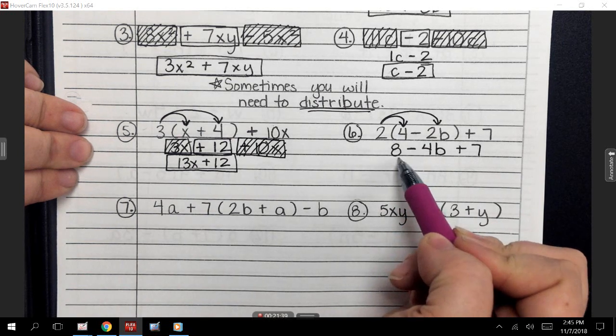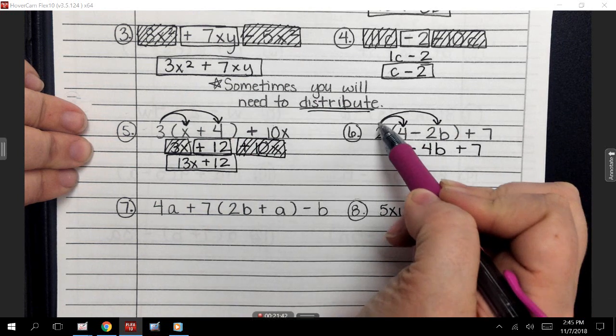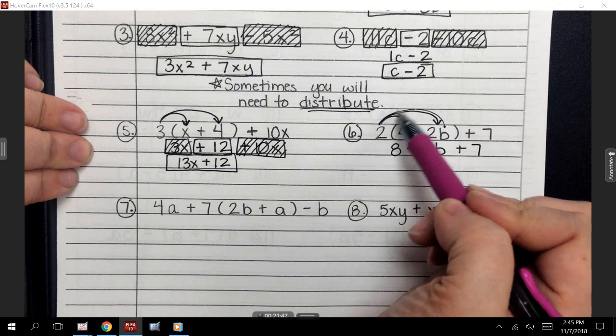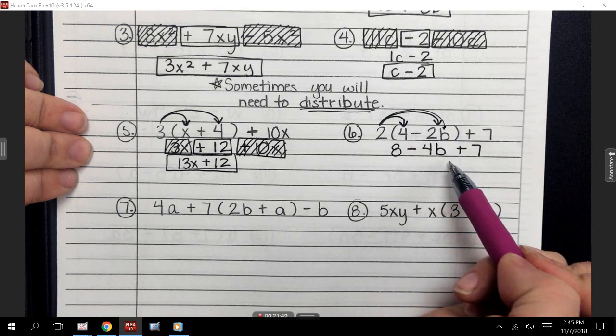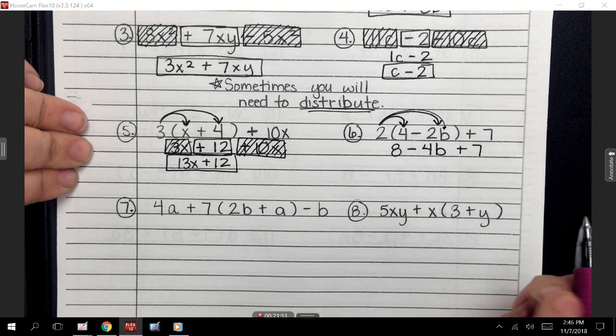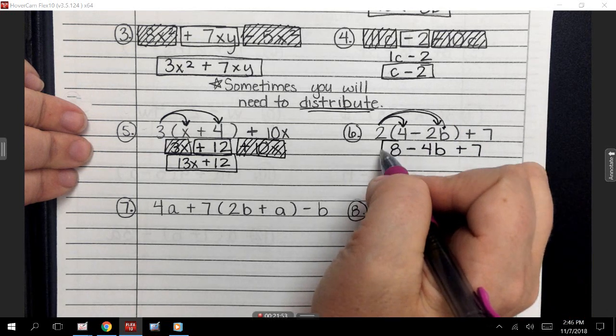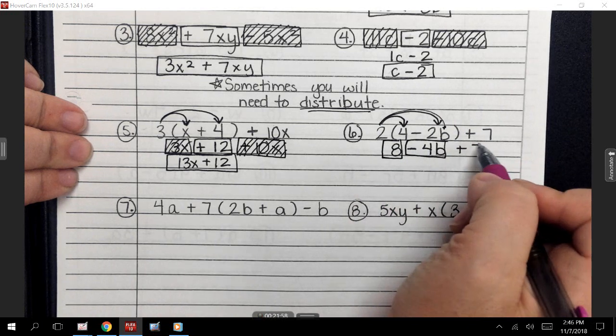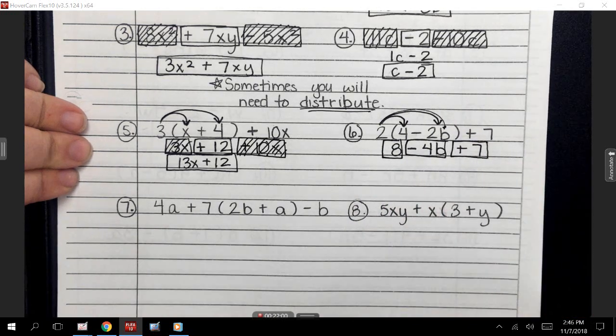2 times 4 is 8. I've got to pass it to this as well because that's in parentheses. So I'm passing 2 to 2. What's 2 times 2? 4. Okay? All right. So now I'm going to box it off again. There's my 8 minus 4b plus 7.